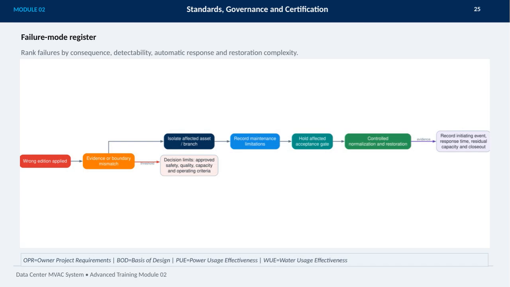This slide covers the failure mode register, which is crucial for managing risks in Data Center MVAC systems. We start by ranking failures based on their consequence, how easily they're detected, the possibility of automatic response, and the complexity of restoration. For example, a common failure is applying the wrong edition of a document, which can be detected by spotting unapproved deviations. Another critical failure is losing requirements during procurement, often detected by missing test evidence, where the best response is to preserve regulatory evidence to ensure compliance.